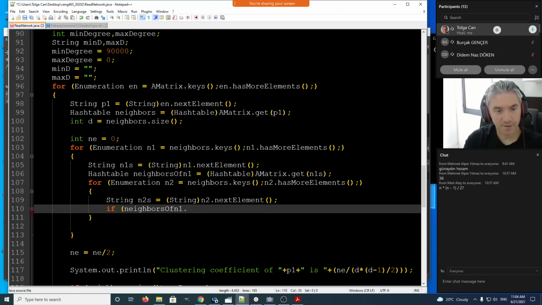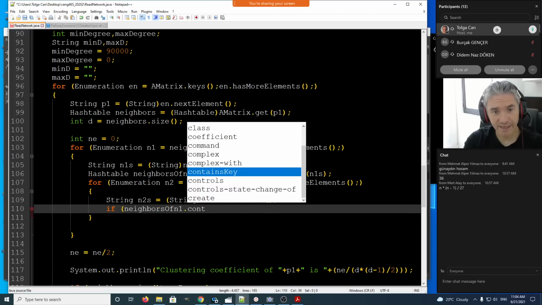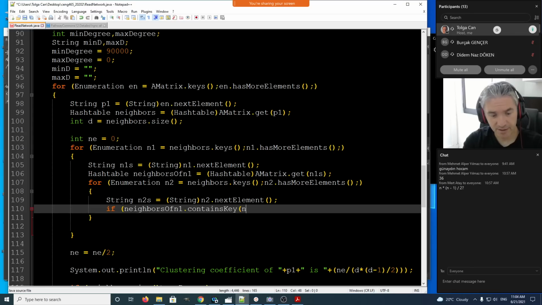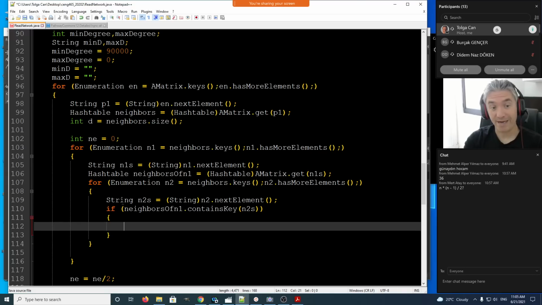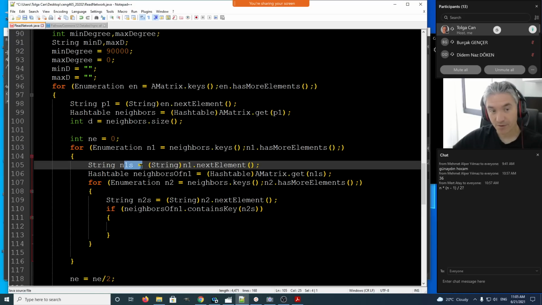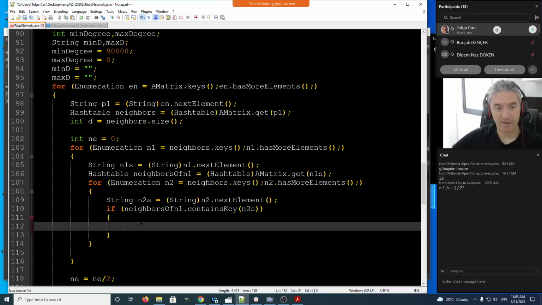If neighbors of n1 contains key n2s, what does this mean? At this point in this if condition, I have found two of my neighbors, n1s and n2s, which are connected to each other. If n2s is contained in the adjacency list of my neighbor n1, then I need to increment NE plus plus. So this should do it.